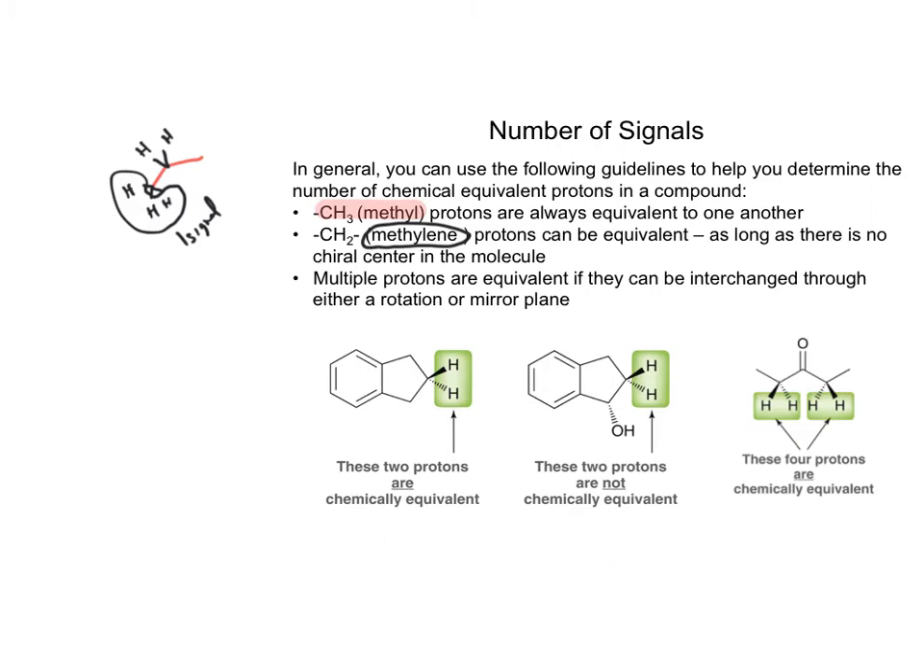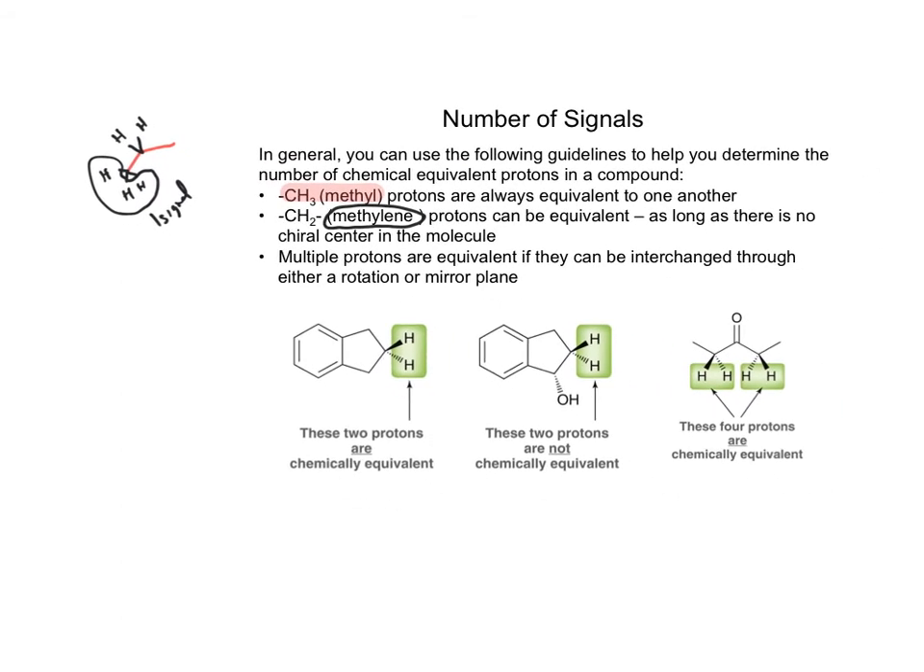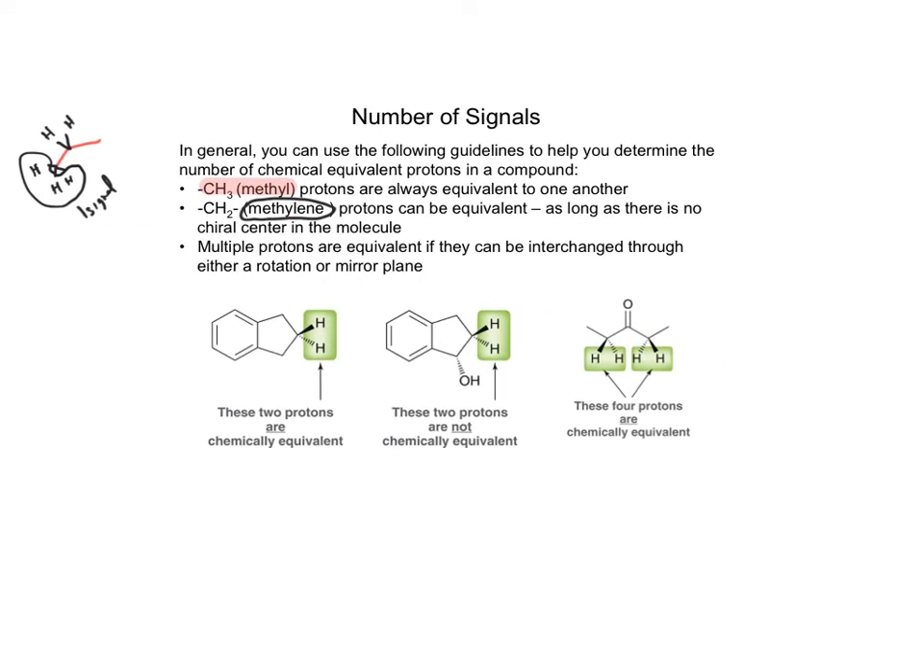And then finally, if the entire molecule can have protons that are exchanged by either rotation or reflection, then you'll have multiple protons that are actually chemically equivalent to one another. So what I mean by that is illustrated in this molecule over here. Let me draw this better.